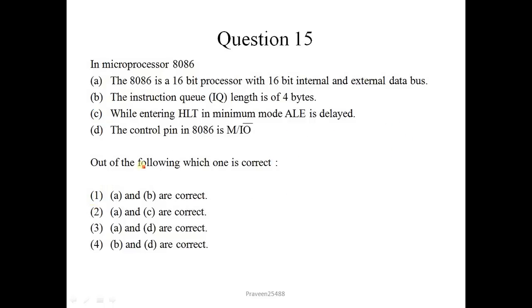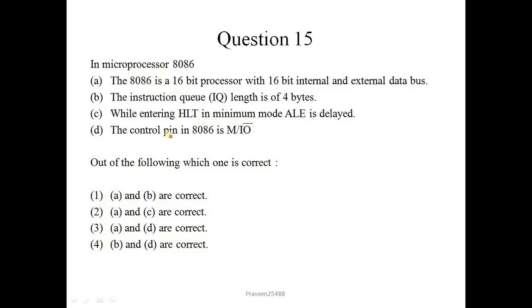Next question is question number 15. In microprocessor 8086, the 8086 is a 16-bit processor with 16-bit internal and external data bus. The instruction queue length is of 4 bytes. While entering halt in min mode, ALE is delayed. The control pin in 8086 is MIO bar. Out of the following, which one is correct?